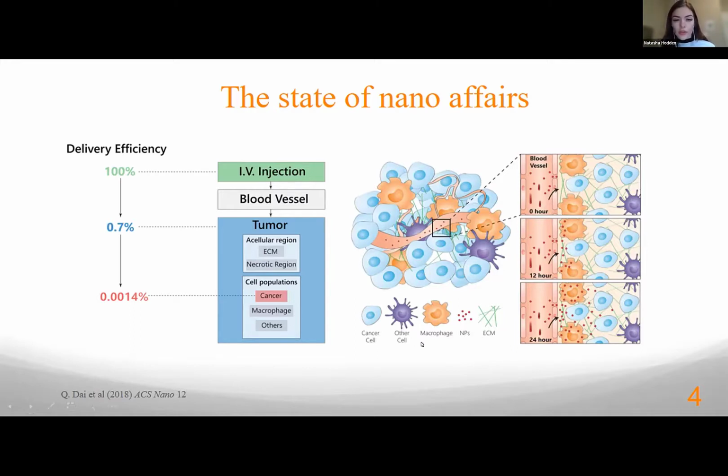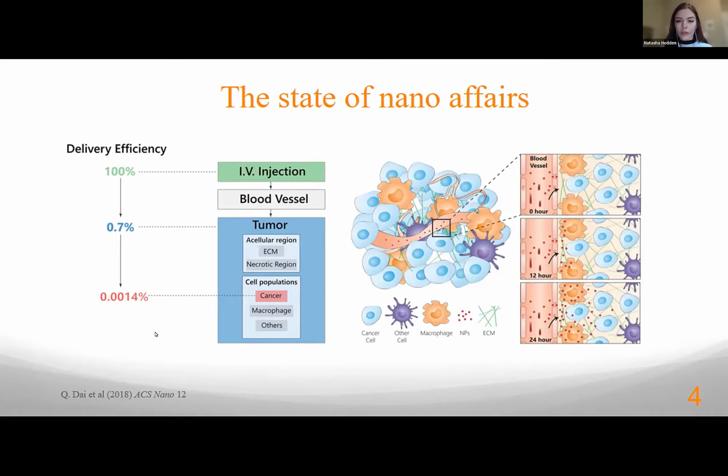So we have this large amount picked up and carried to other areas of the body. Now, out of that amount actually reaching the tumor, not all of it will reach the cancer cells. So in the end, out of that 100% dose, we have only 0.0014% reaching the cancer cells.